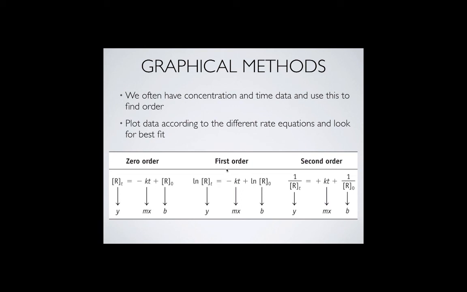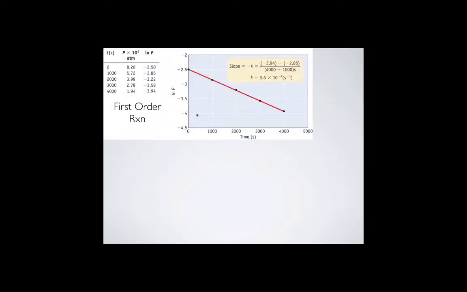For a first order reaction, we would try taking the natural log of all the concentration of R at time t data plotted on the y against time on the x, or for second order, try 1 over R at time t versus t on the x. And we just see which of those plots gives us the most linear fit. The most linear fit will tell us what order that reaction is.